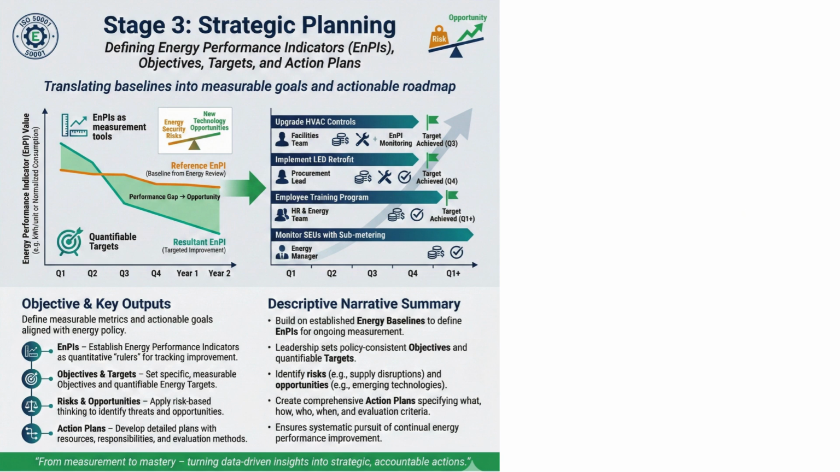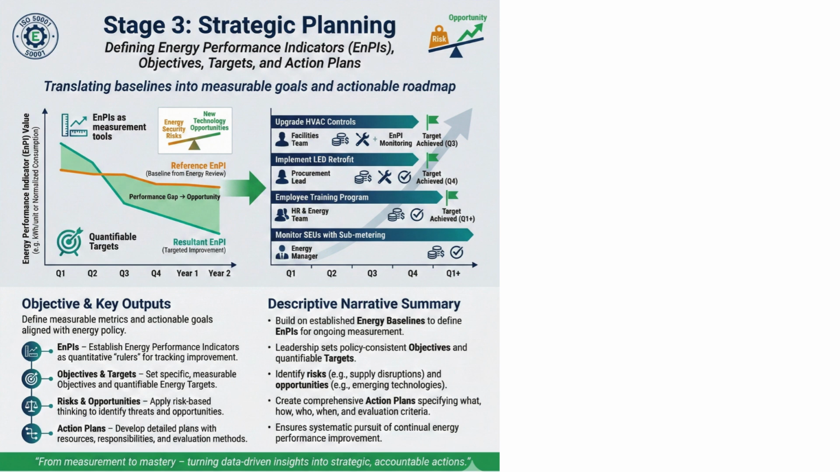With solid baselines from the energy review in Stage 2, we're ready to turn data into direction. This stage is all about translating insights into measurable, actionable goals. Let's dive in. On the left, we see a key graph comparing the reference EnPI, that's our baseline from Stage 2, shown in amber, against the resultant EnPI, the improved performance we're aiming for, in green.